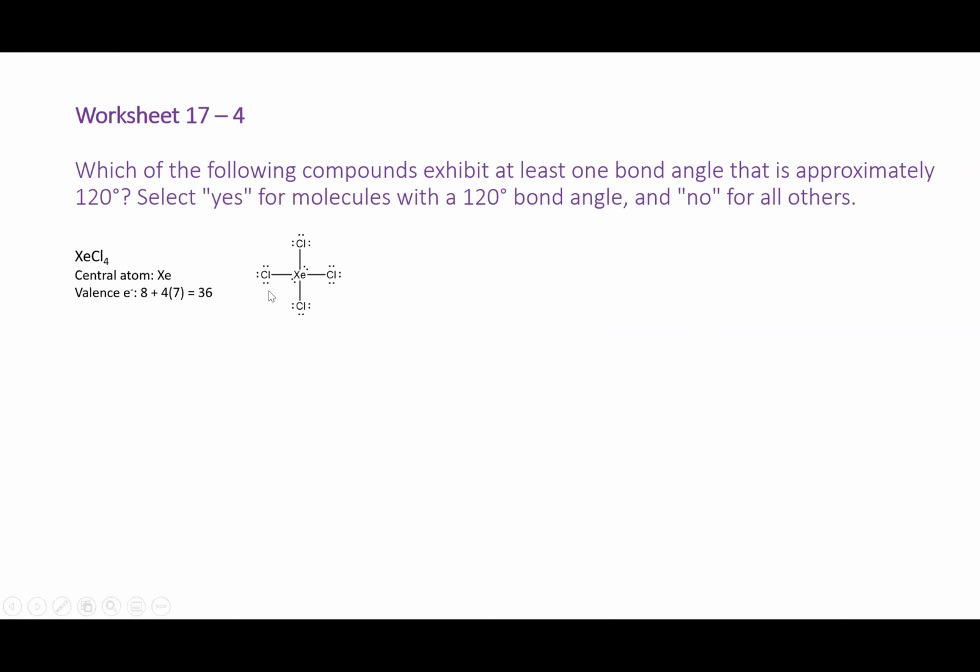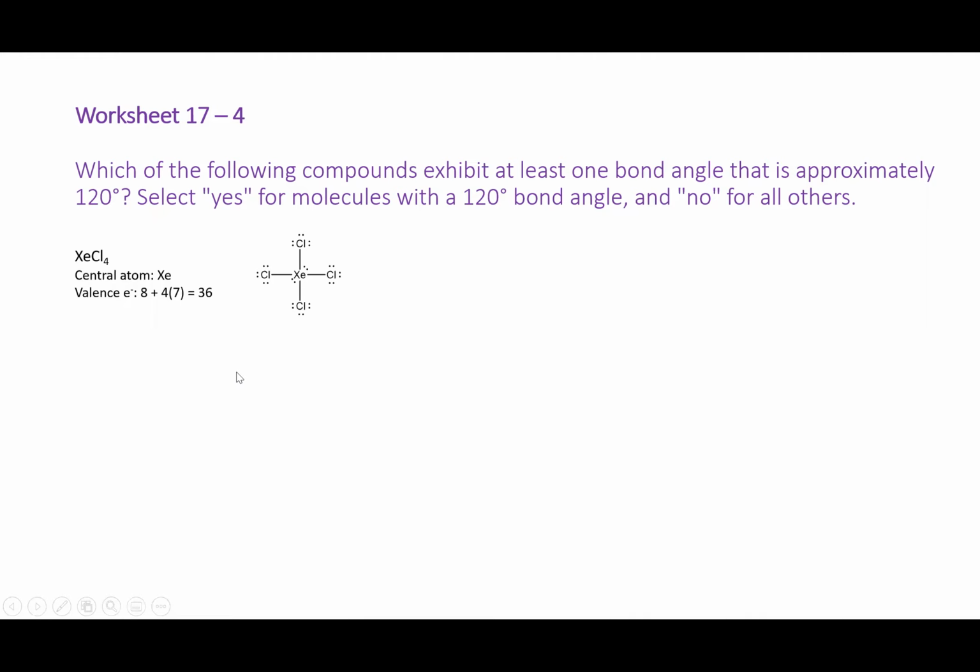So we know that we have 4 chlorines that are bonded directly to the xenon, and if we assume each of these chlorines has a full octet, and since there are 4 of them, 4 times 8 equals 32, and 32 subtracted from 36 gives us 4 remaining electrons, and we associate those 4 remaining electrons to the xenon, so that means 2 lone pairs coming from the xenon.